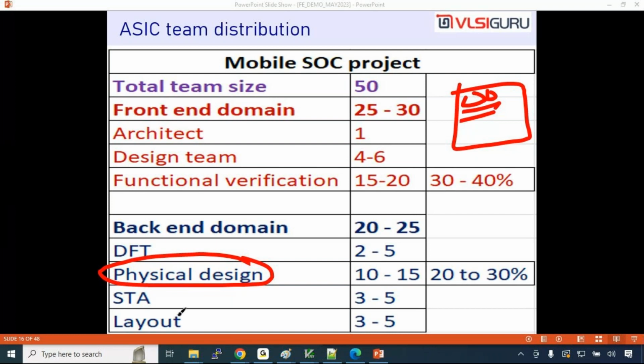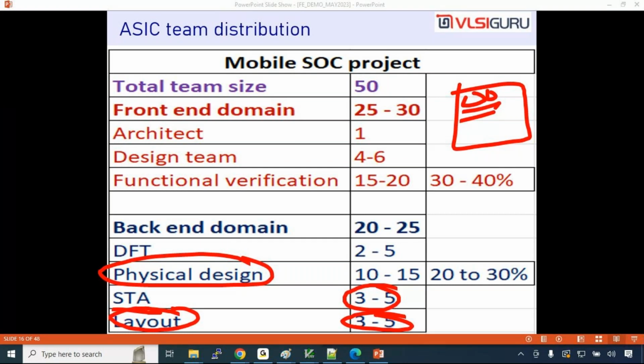Then you have static timing analysis. There will be something called as setup time and hold time checks, which is done during the static timing analysis. There will be around 3 to 5 people on that. Then finally you have layout team, which will be 3 to 5. I just gave a very rough distribution.